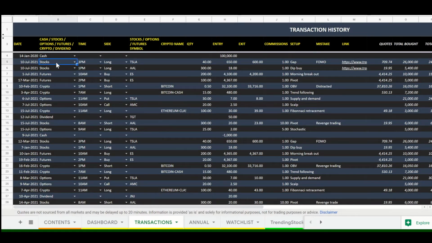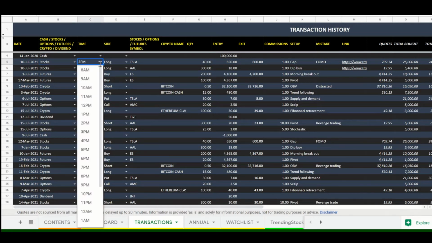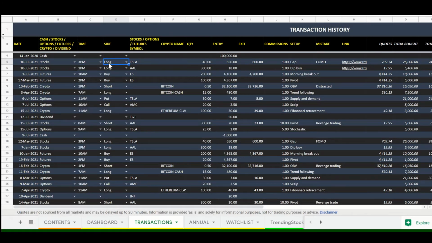Let's say you trade stocks. So for stocks, you put in the time. You either type it in that format or use the pull down menu. This is important if you want to know what your best time is for trading, meaning, what's your most profitable time? Now, what side are you doing: long, short, call, put, buy or sell, depending on what you're trading, stocks, futures, options, or even crypto. So you choose your side right there.